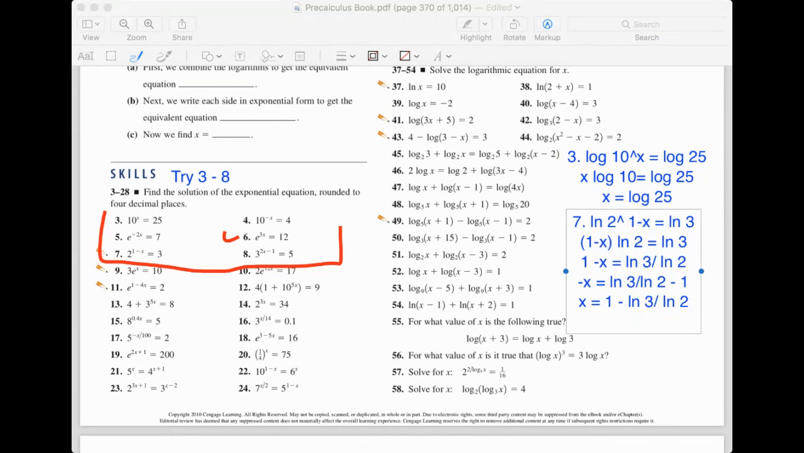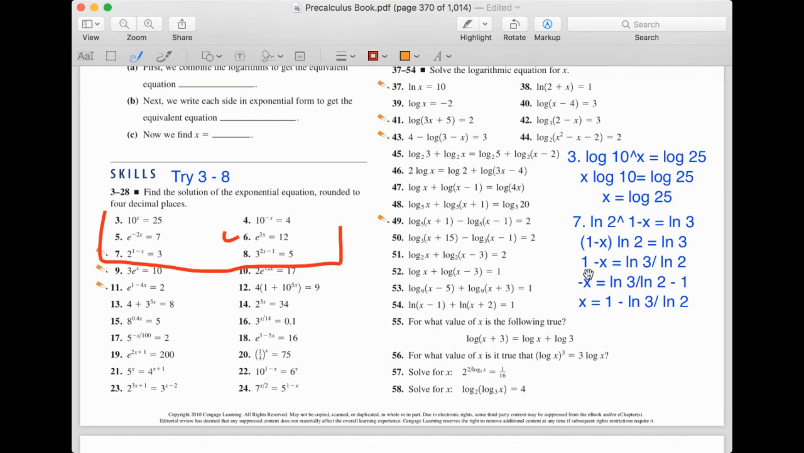Okay. Any questions? Yeah, I have a question. So for you have x equals 1 minus ln 3 over ln 2. Is it bad if I ended up having x equals negative ln 3 over ln 2? Like, I don't have the 1. Oh, why do you not have 1?